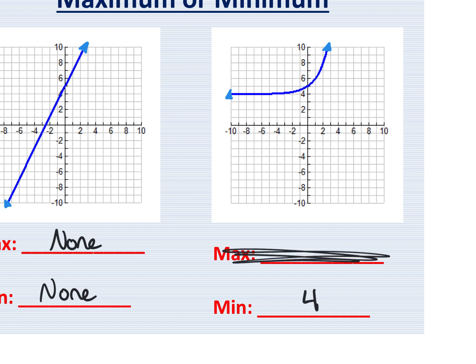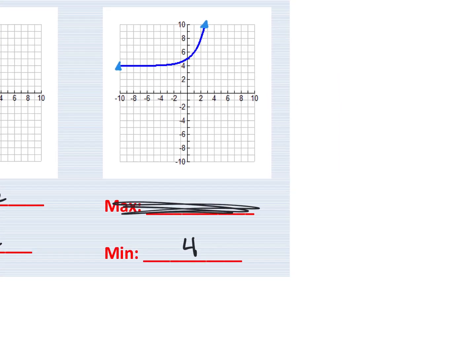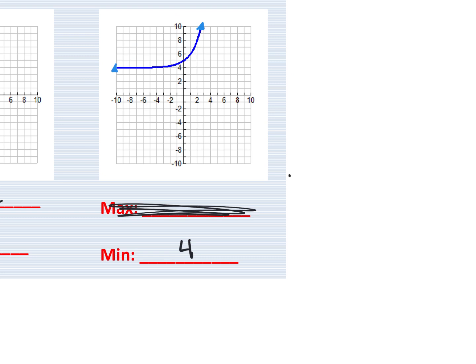Here's the deal. If you have a minimum, you're not going to have a maximum. Yeah, you just mark it out. How it'll be written typically on the stuff I give you is like this. It'll say max/min here. And you'll have to circle. So like this one, you'd say, hey, there's a minimum at 4. That's how it'll be worked out. Okay?